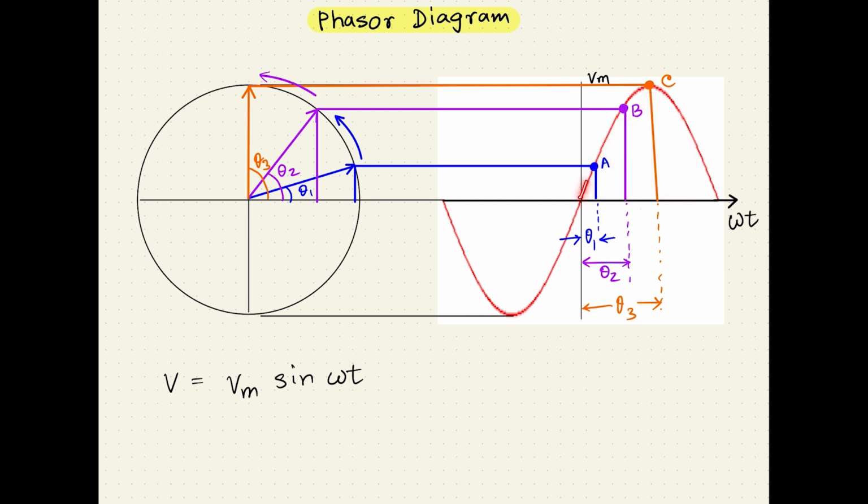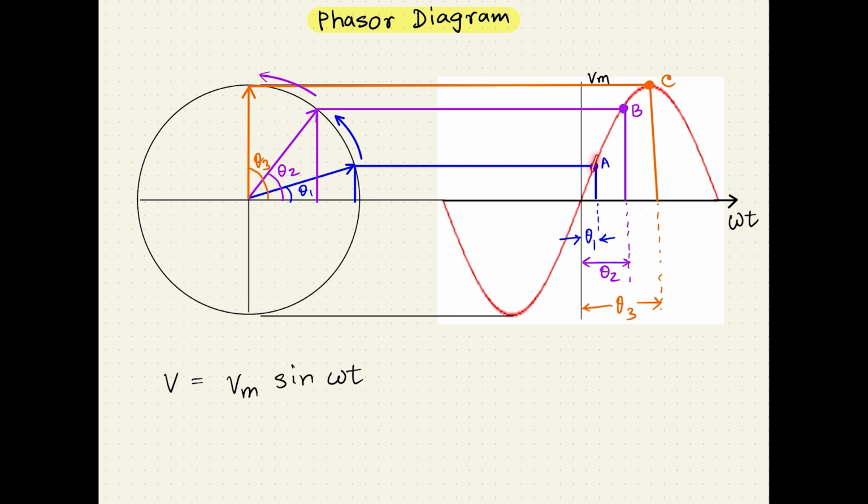So let's start moving along the sine wave. At time t1, the sinusoid is at point A. The phase of the sinusoid is theta 1, and it has a magnitude of this blue line. Now, if we draw a horizontal line from point A to the left circle, we get a vector denoted by this blue line, which has an angle of theta 1.